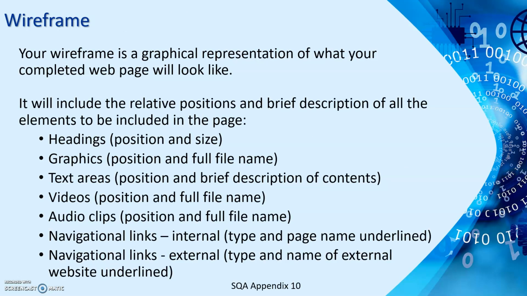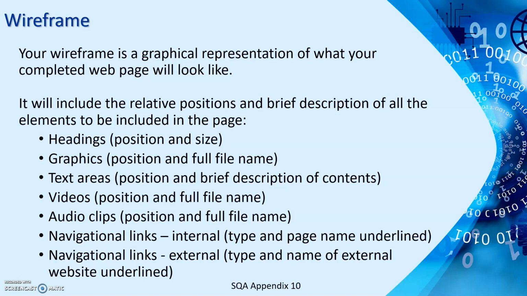So your wireframe is a graphical representation of what your completed web page will look like. It's your plan. It doesn't include every single piece of information that will be on your web page, but it includes a description of everything that will be on your web page. So it will include the relative positions and a brief description of all the elements to be included in the page. So if you've got a big heading, then you will draw that heading in the right position, the right alignment, and the right size. If it's a big heading, make your writing big. For the graphics, you're going to show the position and the full file name, so you need to put the file format after it. So .gif, .jpeg, .jpg, or .png.